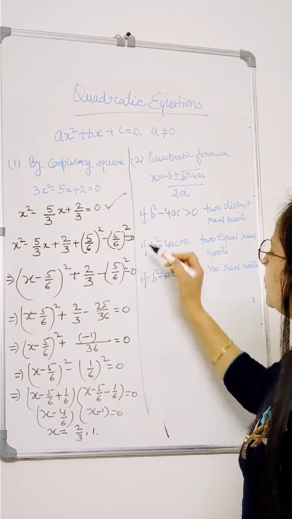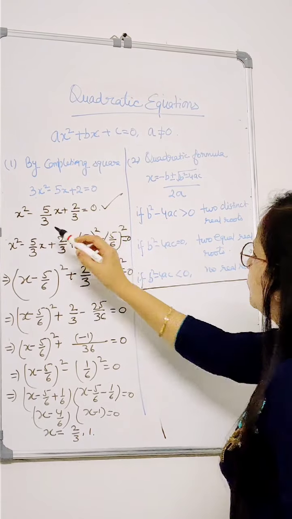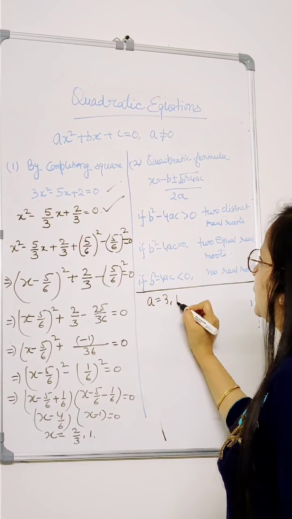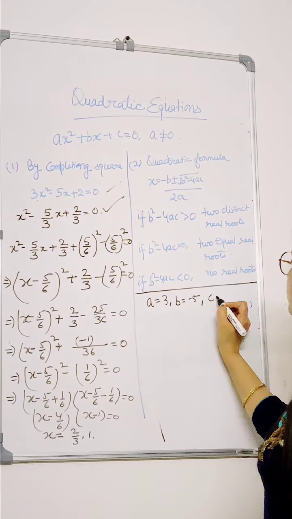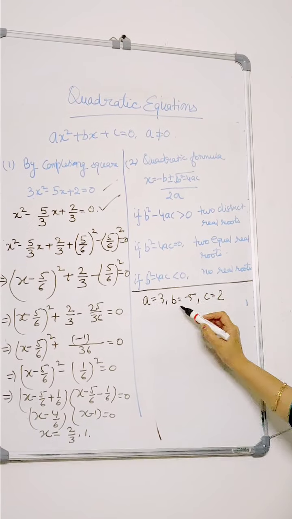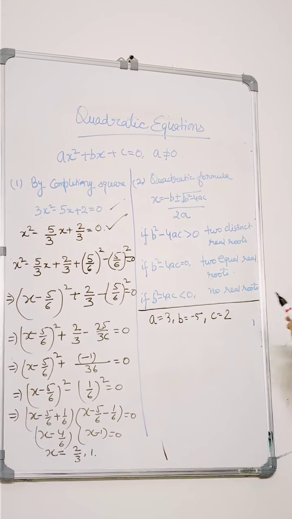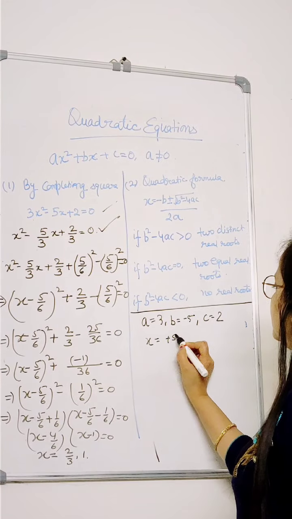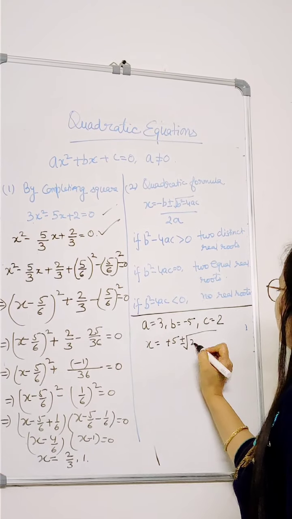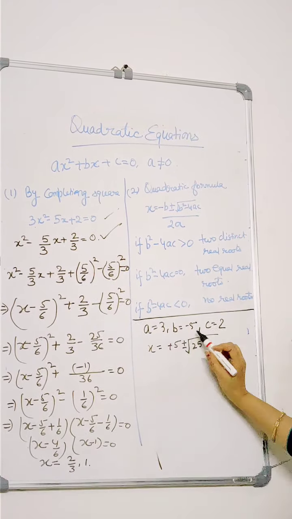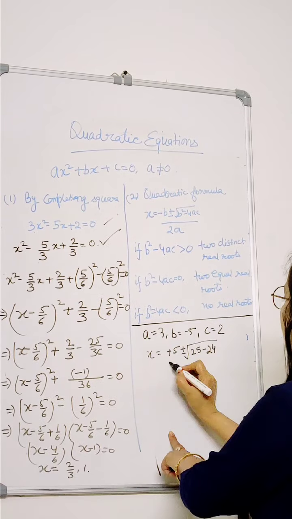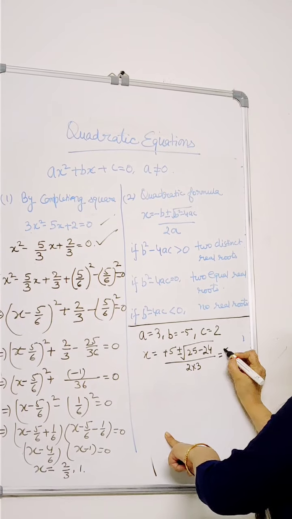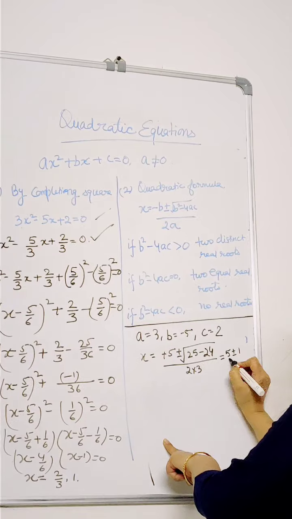Now we solve this equation by the quadratic formula. If we compare it with ax square plus bx plus c is equal to 0, we find that a is equal to 3, b is equal to minus 5 and c is equal to 2. Now we put here x is equal to minus b plus minus under root b square minus 4ac. 4 3s are 12, 2s are 24, upon 2a means 2 into 3, 6. It becomes 5 plus minus 1 upon 6.